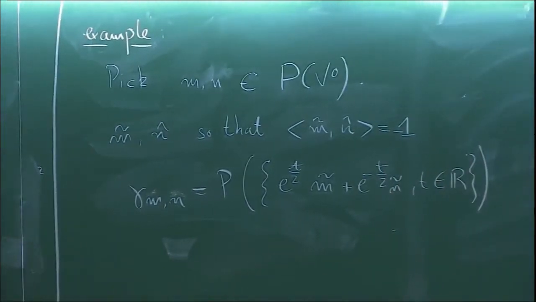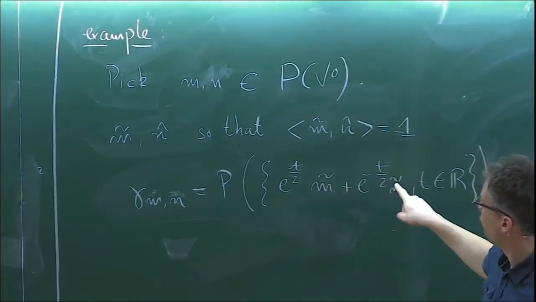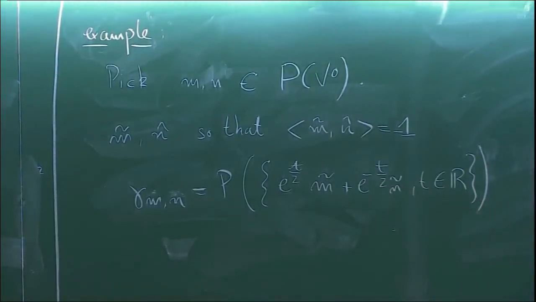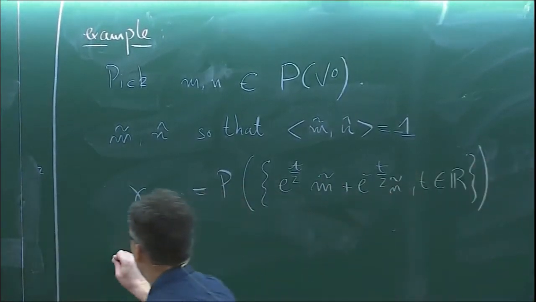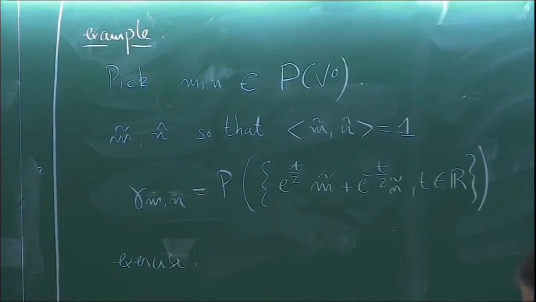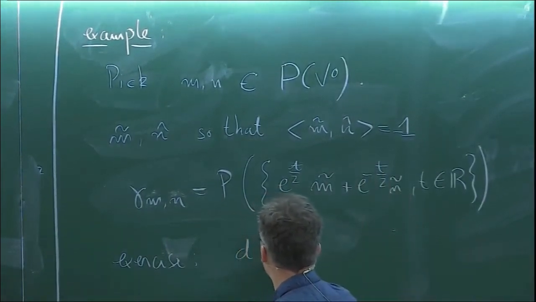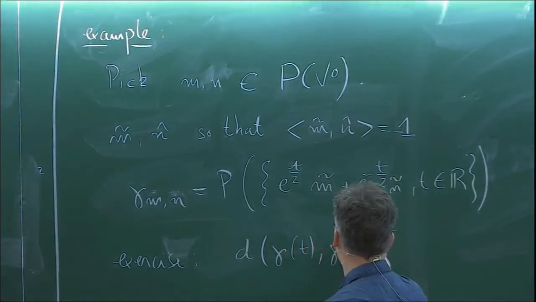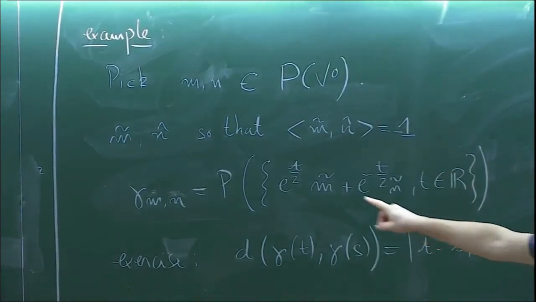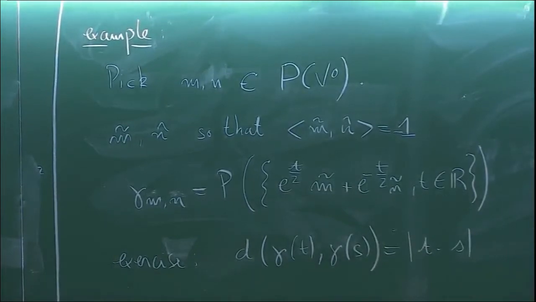And in fact, if you're careful enough, you will see that this is actually the projection of the totally real space spanned by these two vectors. So we have an explicit description of this. And now, to check that this is indeed a geodesic, here's a little computational exercise. Using the formula for the distance I gave before, you can prove that the distance between gamma of t and gamma of s is exactly t minus s. Here I have a t over 2 because I wanted unit speed geodesics. If I didn't have it, I would have a 2 going on somewhere here.